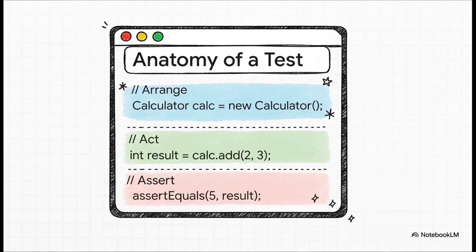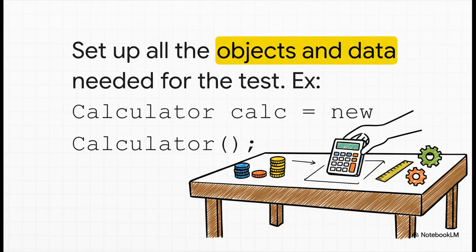Okay, here it is in some actual code. Let's pretend we have a Calculator class with a simple add method. This little block of code you see here, that's a full-blown professional unit test. Let's break down exactly what's happening step by step. First up, arrange. This is all about getting your ducks in a row. For this test, all we need is a Calculator object, so we create one. If we need anything else, more complex data, other objects, this is where we get it ready.